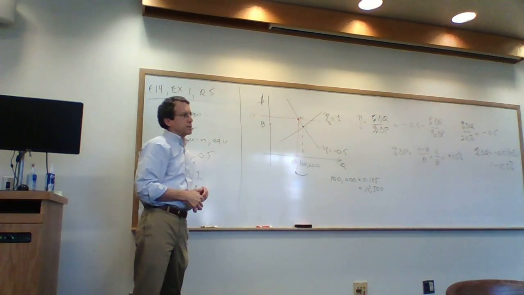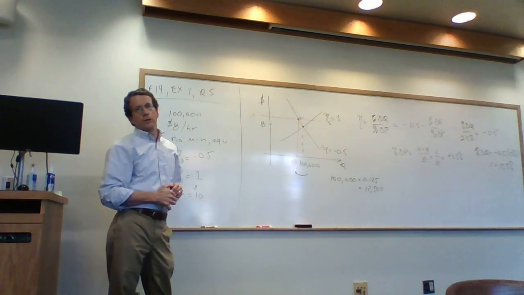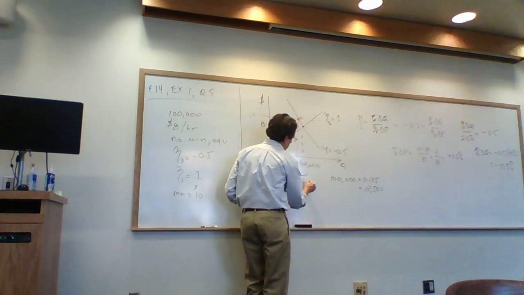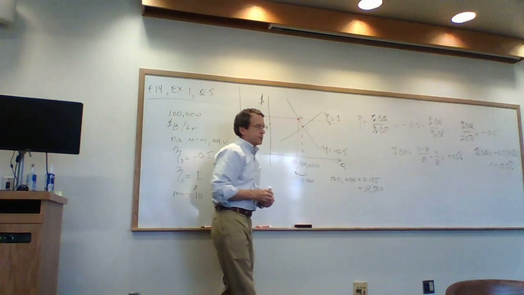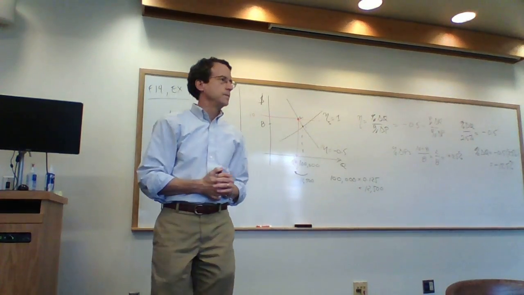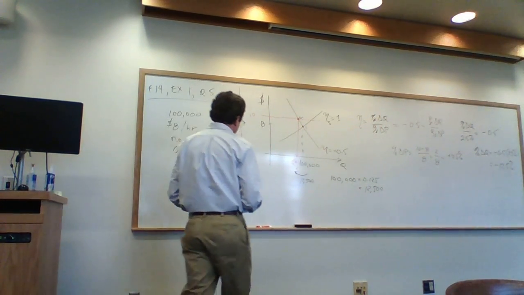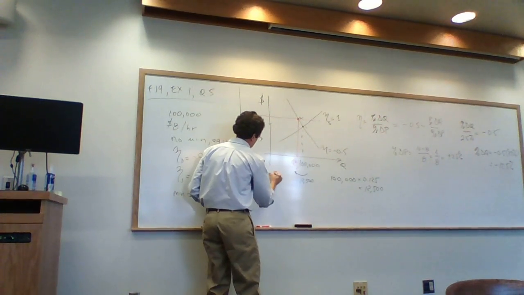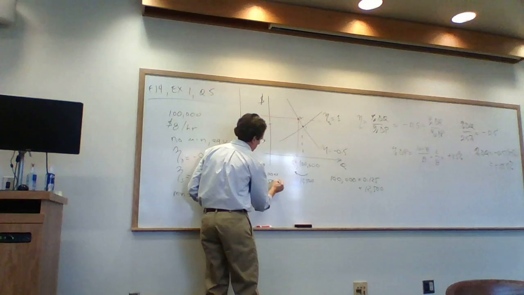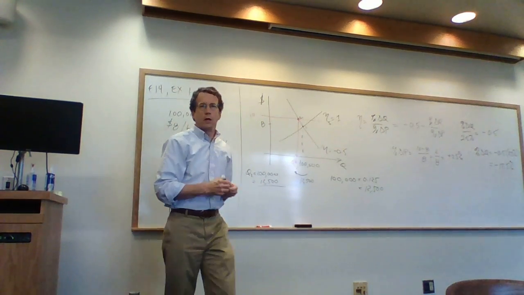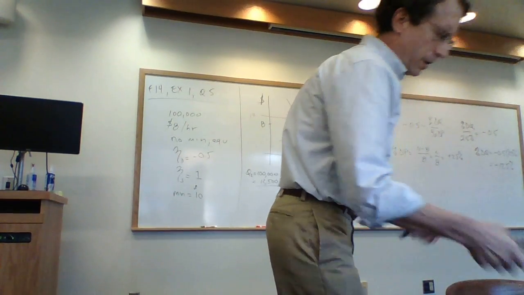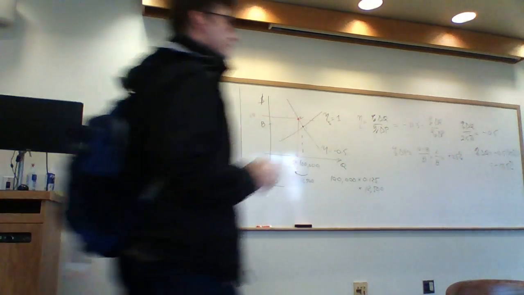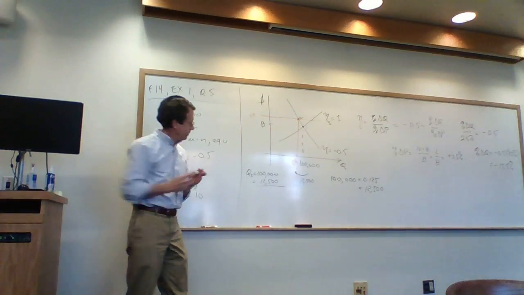So there's a 12.5% drop on 100,000 people. That means 12,500 people lose their jobs. Okay. And the new Q2 is the difference between them, which is 87.5.